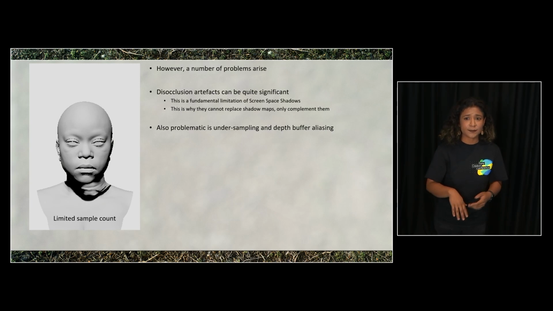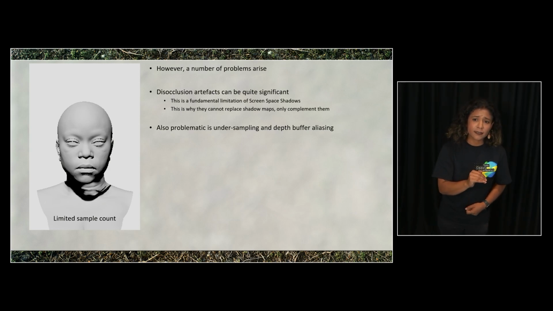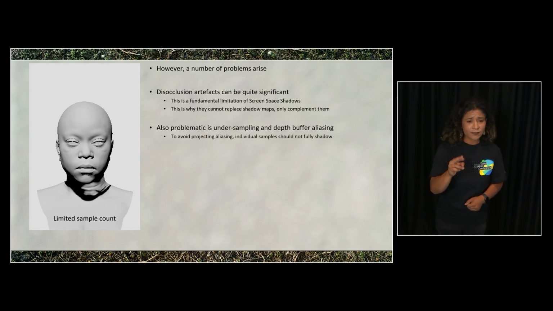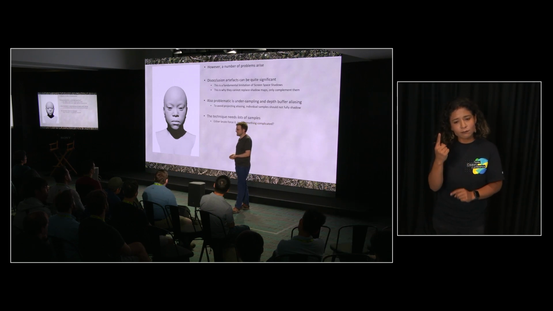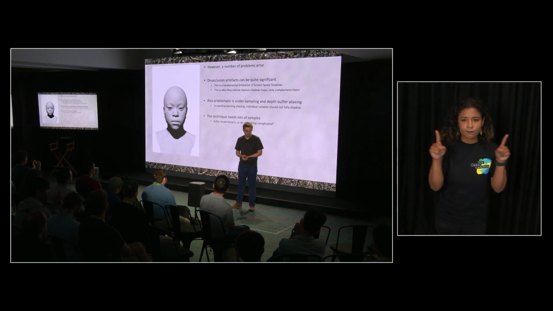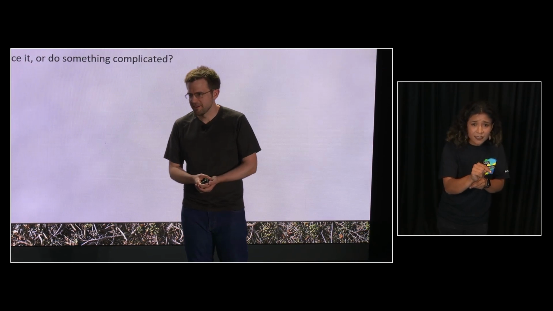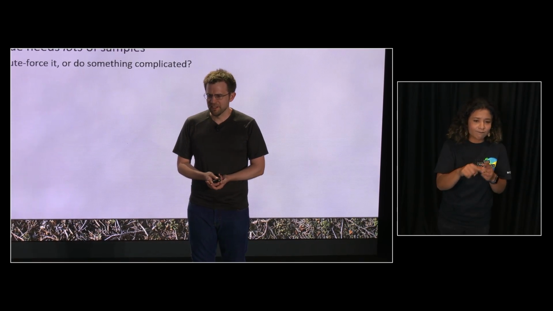Also problematic is undersampling. Everyone knows this, undersampling is bad. A less obvious problem is depth buffer aliasing. We have aliasing in our depth buffer and we're projecting it into the world. That's not good. And that typically means that a single sample should not produce a full shadow. That's ultimately the way you get around that. How you do that? There's various different ways. But the ultimate conclusion you come to is that you need lots and lots of samples for this to work well. And there are a few different ways to do that. You could either brute force it, or you could do something smarter, temporal, jittering, and so on. I'm not a fan of those things typically. We brute forced it.